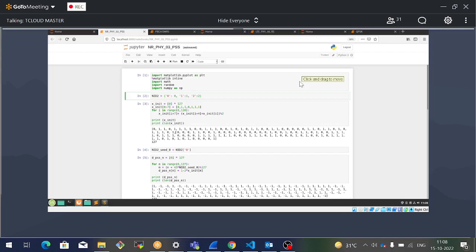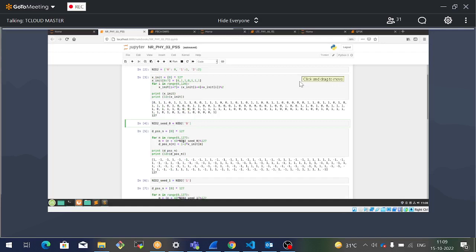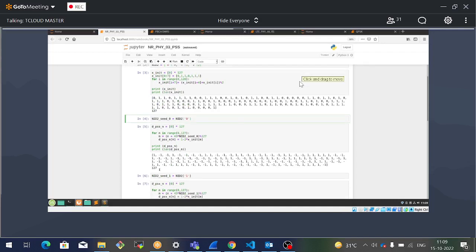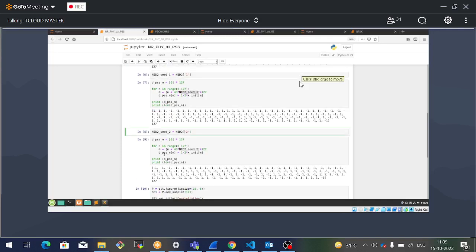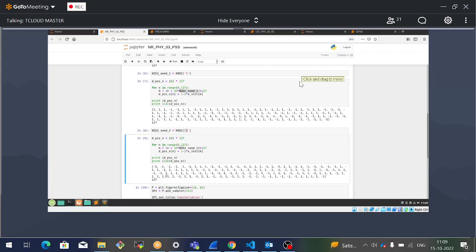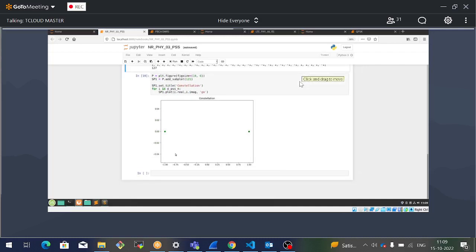First I'm seeding the value 0 for NID2. When we seeded 0, this is the PSS generated: these ones and minus ones. If you seed 1, the combination of ones and minus ones is different. Here we have 3 ones at the start. Here it is 1, minus 1, minus 1. So they are different. Every time you substitute a different NID value into this formula, the M value changes, and when the M value changes, the DPSS output is different. Here it is minus 1, minus 1, minus 1. So one of these 3 sequences. If you draw it on the constellation diagram, it is either plus 1.0j or minus 1.0j for PSS.